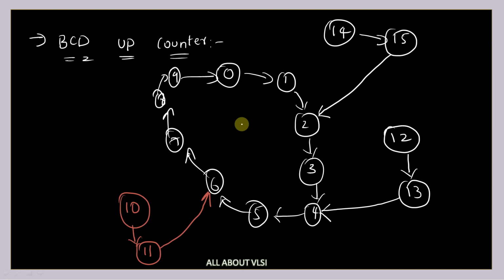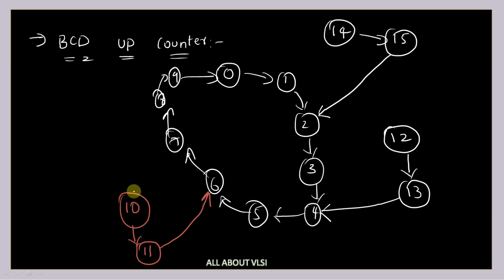If you can see from the state diagram, suppose we are entering into some unused state, then after some time we are coming to a used state. If we are entering into 14, then we are going to 15 and we are coming back to 2. And if we are entering into 12, then we are going to 13 and we are coming back to 4.